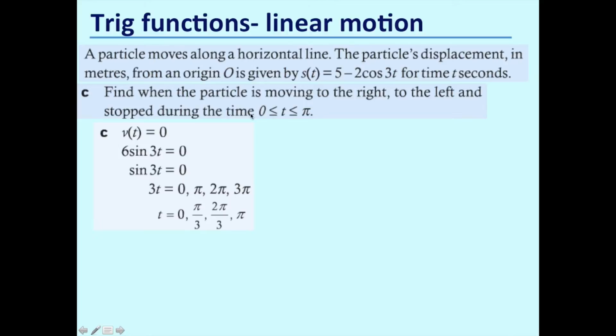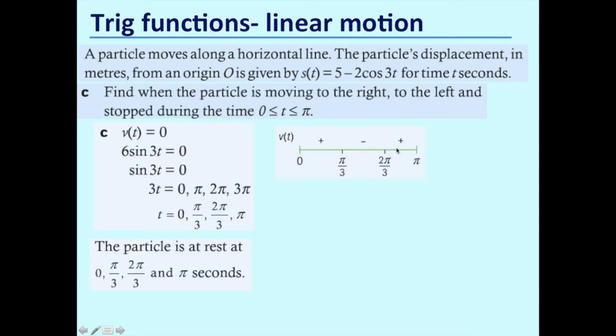3t in this interval can therefore be either 0, pi, 2 pi, or 3 pi, because t is going to be between 0 and pi, and we've got 3t, so it could be between 0 and 3 pi. Therefore, for t, we need to divide each of those by 3. So these are our stationary points where it is at rest.